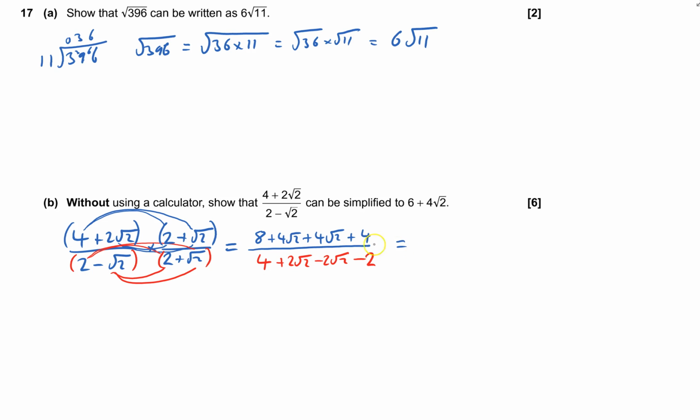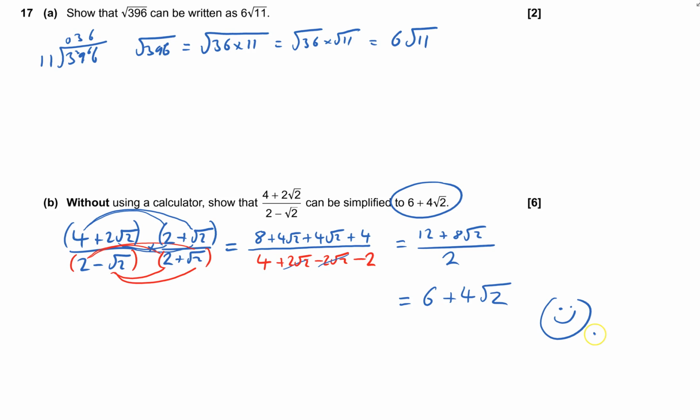So I can now simplify this as 8 plus 4 is 12. And I've got plus 8 root 2's, and that's all over 4 take away 2 root 2 root 2, or the root 2's disappear. So it's 4 take away 2 is 2. And now I've got to halve the top bit, which is 6 plus 4 root 2. And I've shown that you can simplify to that. So that's done. And that's question 17 and the whole paper done.